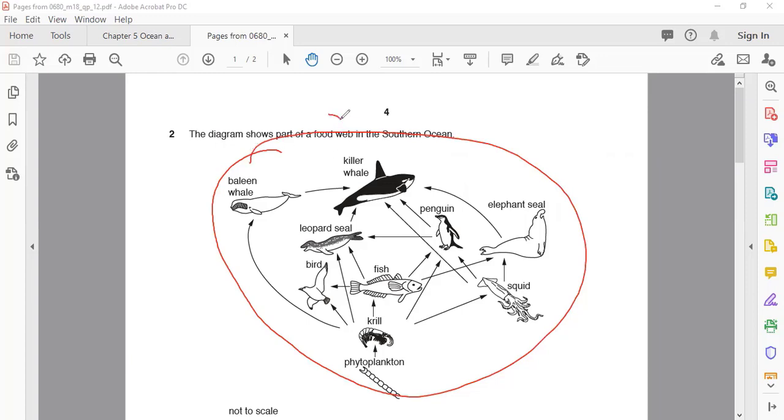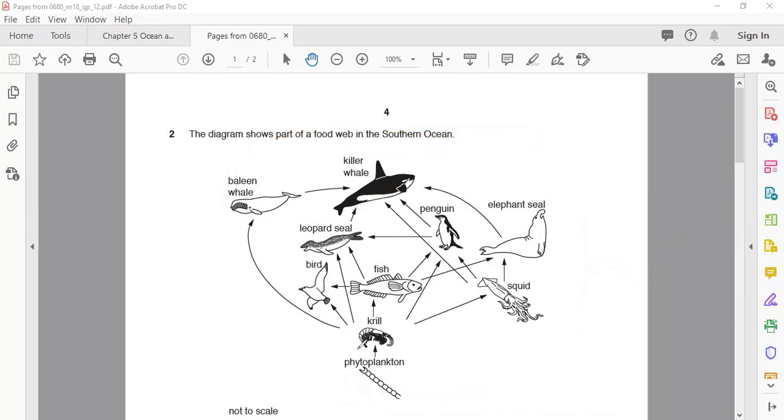Food chain, food web. In a chain, you have one here, one here, one here, one here, or like this, one here, then another like this. So when you have a lot mixed, it's known as a food web. So this is the food web. For example, first of all you have the phytoplankton, this one down. It is eaten by krill, and krill is eaten by fish. This fish is eaten by birds, also by the elephant seal, and also by the leopard seal, and the leopard seal by the killer whale, like this.